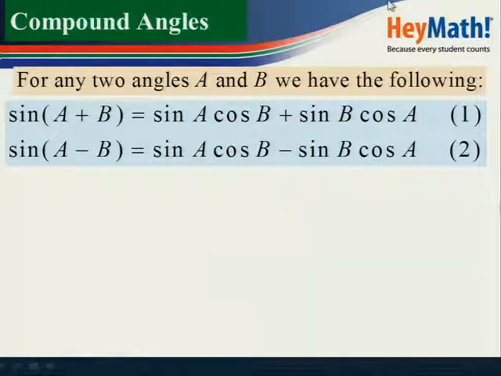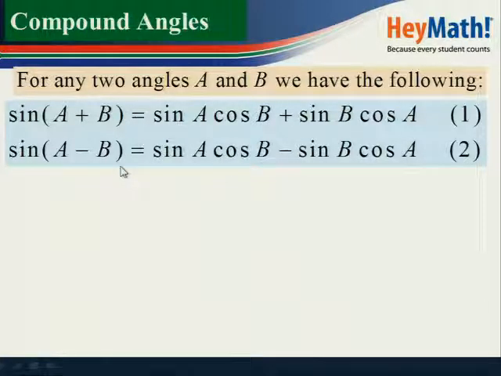This is in the formula sheet. Sine of A plus B is the same as the sine of A, the cos of B, plus the sine of B, the cos of A. You don't have to memorize the formula, but remember this formula is there in the formula sheet. The sine of A minus B is sine A cos B minus sine B cos A.